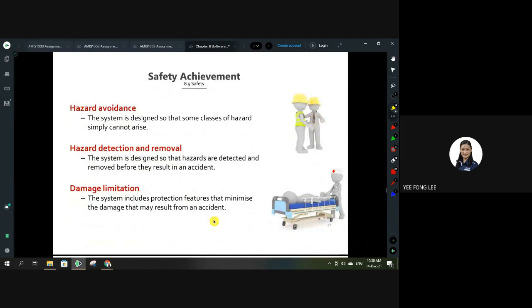Safety achievement: avoidance, detection and removal, damage limitation. So the system that is designed shall avoid hazards.